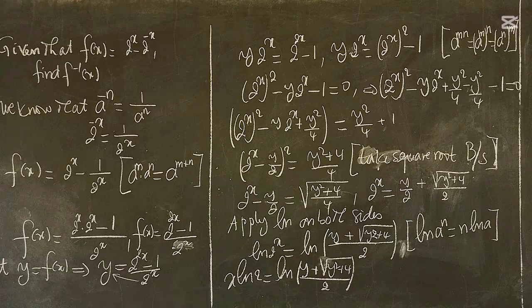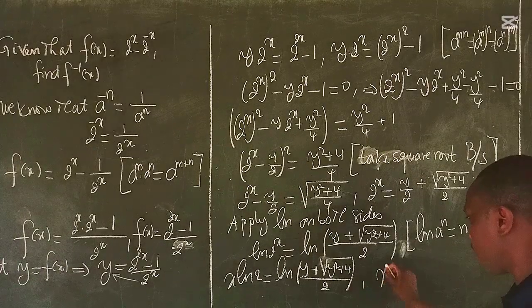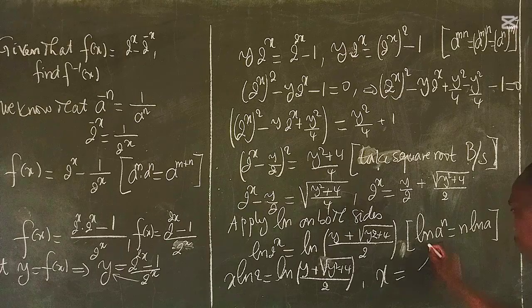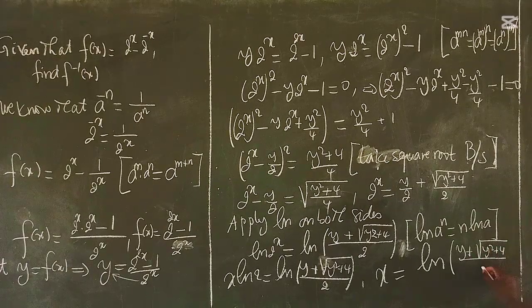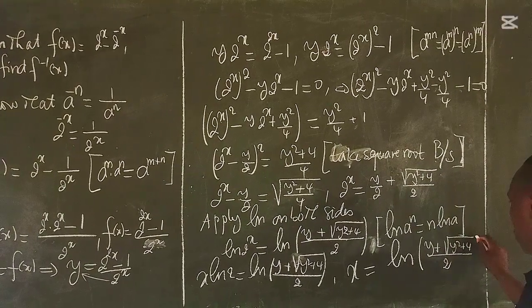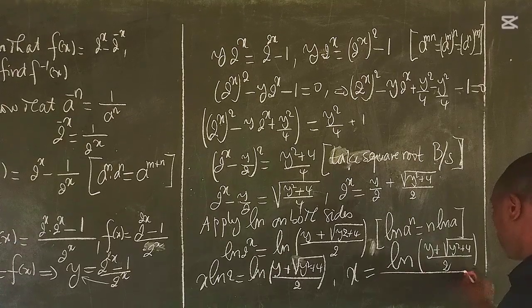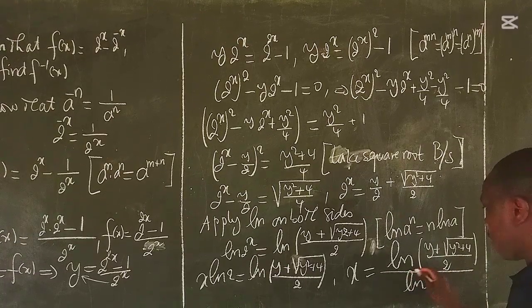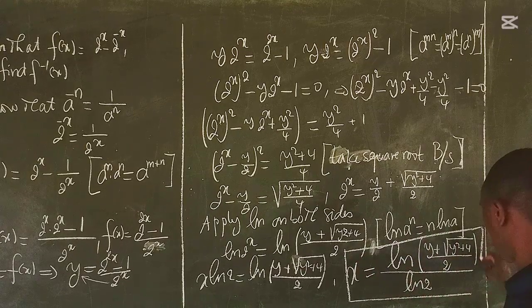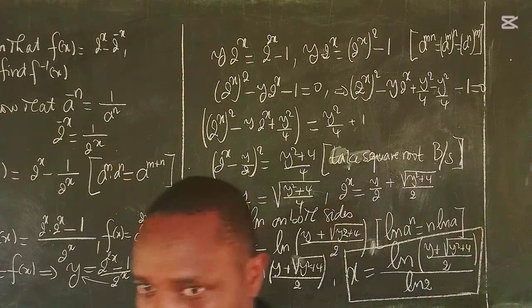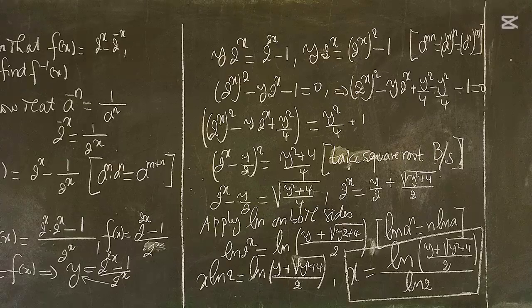We will divide everywhere by ln 2 to find x. x here is equal to ln of y plus the square root of y squared plus 4 over 2, all over ln 2. Here is only x.